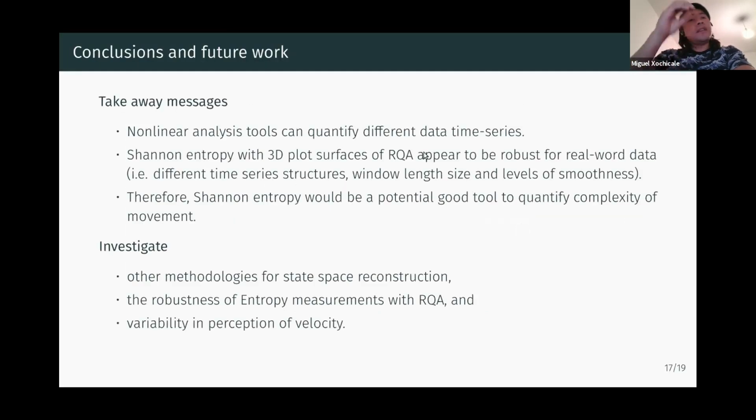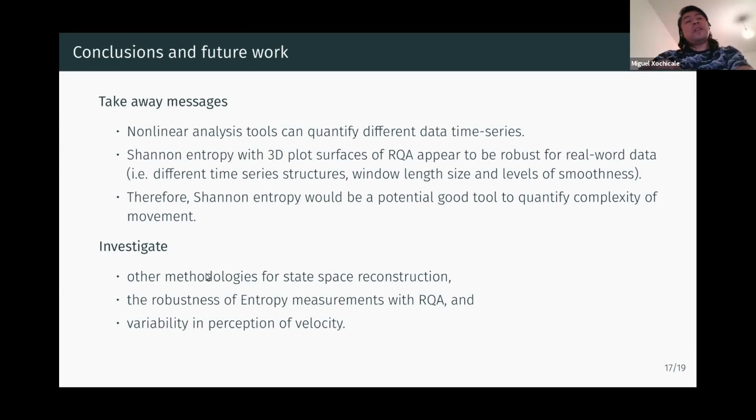So, nearly approaching the end, there are three takeaway messages. We found that we can quantify this movement variability using nonlinear analysis, and that the Shannon entropy seems to be robust against all these changes. We tested these different changes for types of structures of the signals, window length size, and also levels of smoothness. Therefore, we thought that Shannon entropy could be a potential tool to quantify the complexity of different movements as well.